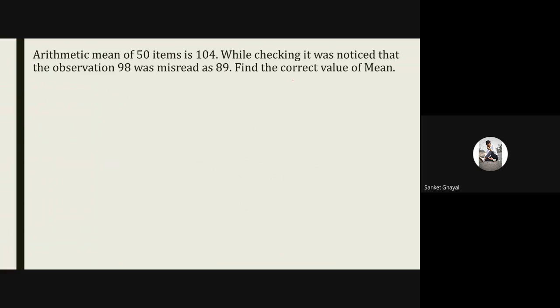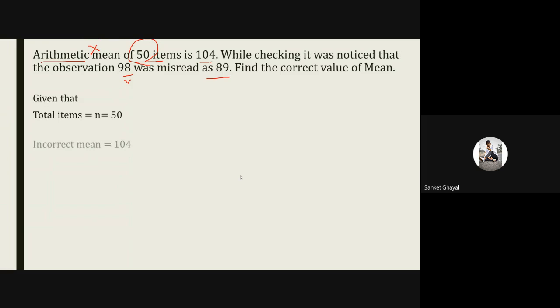What is it? Arithmetic mean of 50 observations is 104. So n is 50 and 104 is the arithmetic mean, that is x bar. तर काय दिलंय? While checking it was noticed that observation 98 was listed as 89. हे काय इनकरेक्ट व्हॅल्यू आपण इन्सर्ट केली. त्याच्या स्टेप्स काय? पहिले काय चेक करतात?